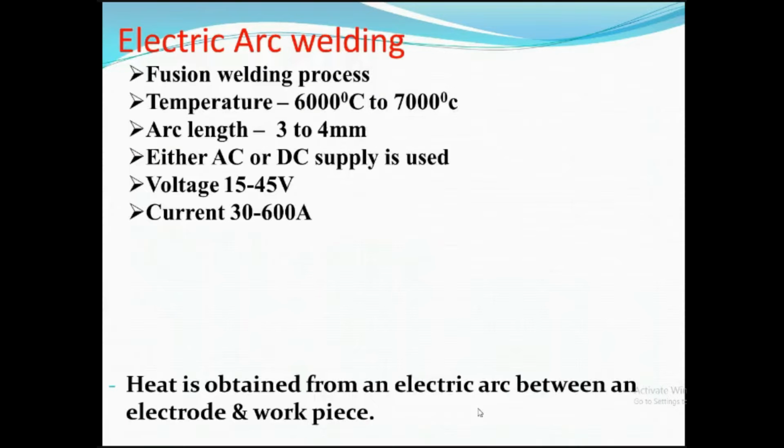Now, electric arc welding, a fusion welding process. The temperature range is 6,000 to 7,000 degrees Celsius. Arc length, arc म्हणजे काय, तर जनरली तुमचे जे काही स्पार्किंग होतं, 3 to 4 mm. Either AC or DC supply we generally use. Voltage is 15 volts to 45 volts, and current is 30 to 600 amperes. That much amount of current we generally use for doing electric arc welding. It is obtained from the electric arc between the electrode and workpiece.